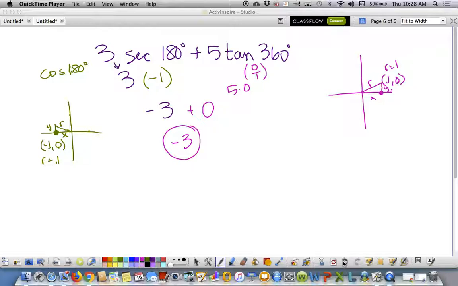What do you mean fractions? All I did was y over x. So I just did 0 over 1, which is just 0. Tangent of 360 will be 0. No matter what, if you plugged it in your calculator, it's going to be 0. But why is that? Because it's y over x. It's 0 divided by 1. All trig functions are ratios. They're actually the trig ratios. Sine is opposite over hypotenuse.